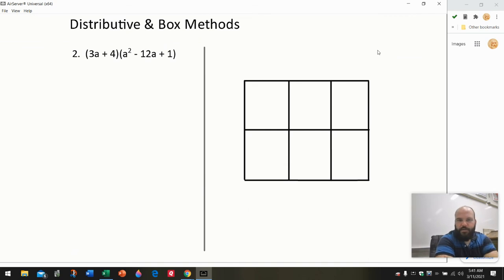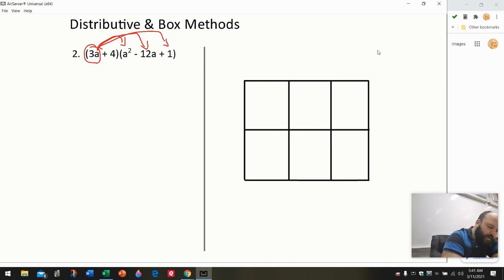Okay, so the last one I'm going to show you today, just like the other ones, we'll start with the distributive method, then we will do the box method, and as long as we did everything correct, our 2 answers should match. So let's start with the 3a, distributes to all 3 terms like this.